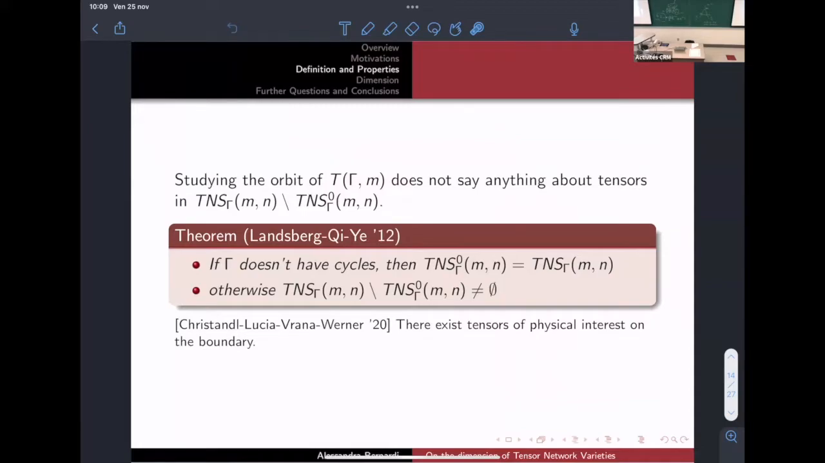This is just a comment that studying the orbit of the tensor network of the graph state doesn't tell you anything about what is in the closure. So this is the tensor network variety, and then I take out just the image of that map. This is the talk of yesterday; I'm not touching that area. I quoted Landsberg and Chi, but Albert had also a better, more modern reference for that. It's exactly the same thing that was said yesterday: if there's no cycle, then the variety is closed, and otherwise there is something in the closure. So it's not closed. Then they exhibit some tensors in the boundary, but this was the talk of yesterday. I'm not saying anything about this part, because the dimension is not interested in what happens in the closure. The closure always has a smaller dimension, right?